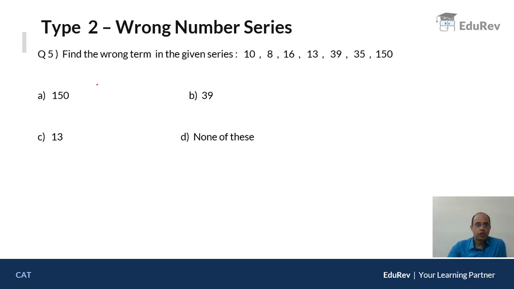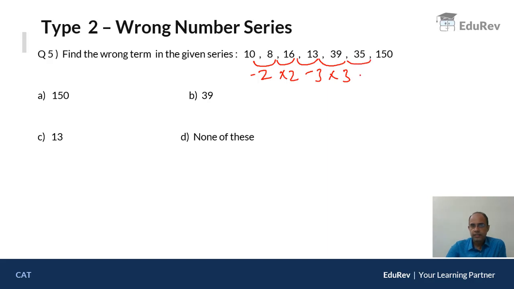Fine, guys. Now, question number 5. Again, numbers are given to you: 10, 8, 16, 13, 39, 35, 150. Now, what can we observe here? Is it mixed, where more than one operation is being used? Let's find. This difference is minus 2, but here we find it becomes into 2. Here the difference is minus 3, it becomes into 3. So we are getting a pattern.